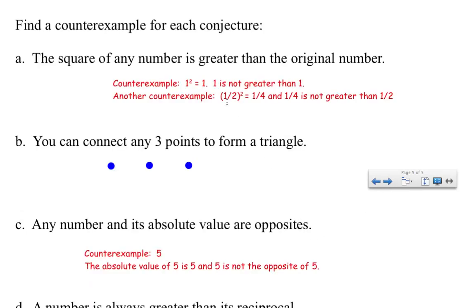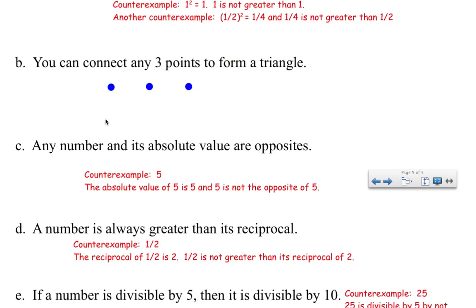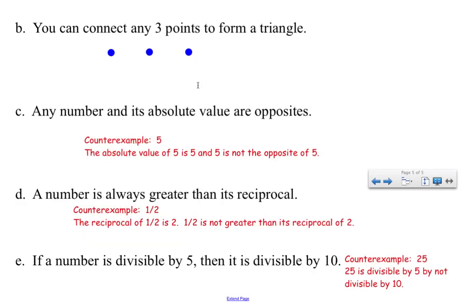Okay, these are the examples I came up with, the counterexamples. For the first one, 1 would be an example. If you square 1, you get 1, and 1 is not greater than 1. Could have also used a half. In letter B, you can connect any 3 points to form a triangle. Well, what if the 3 points are lined up like this? This would not form a triangle, so that's a counterexample.